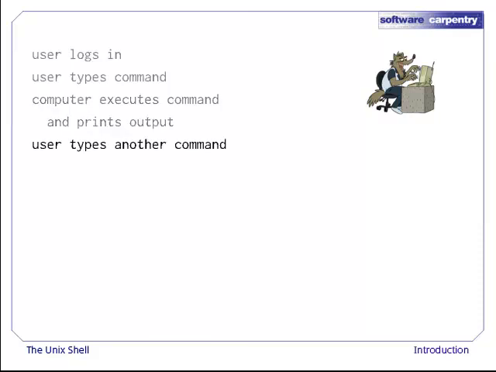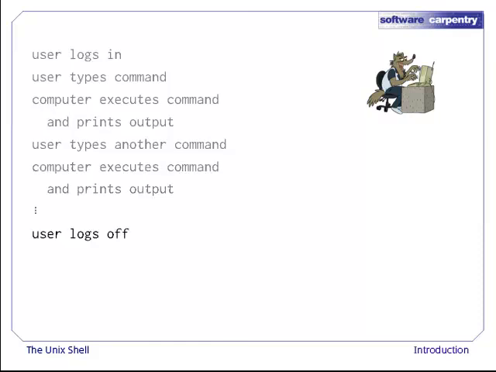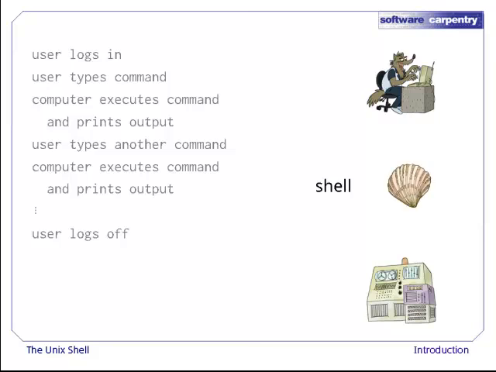The user then types another command, which the computer executes, displaying output, and so on until the user logs off and takes his or her roll of paper away to study. From this description, you'd think that the user was sending commands directly to the computer, and that the computer was sending output directly to the user. In fact, there's a program in between called a command shell.